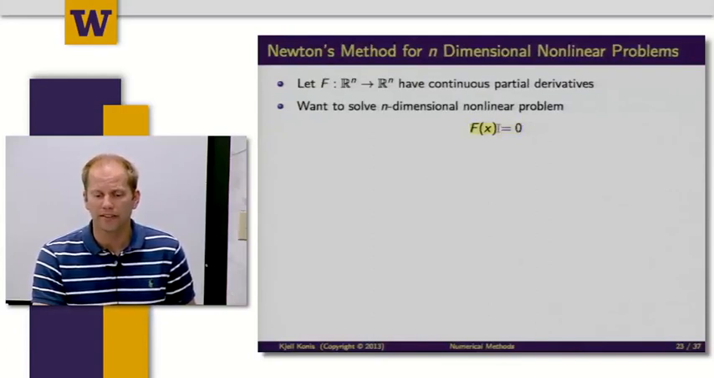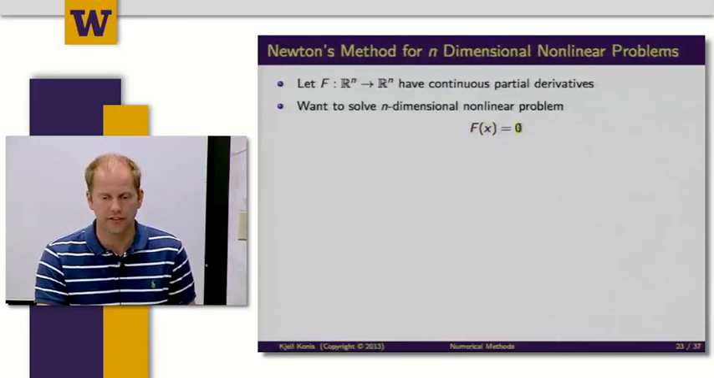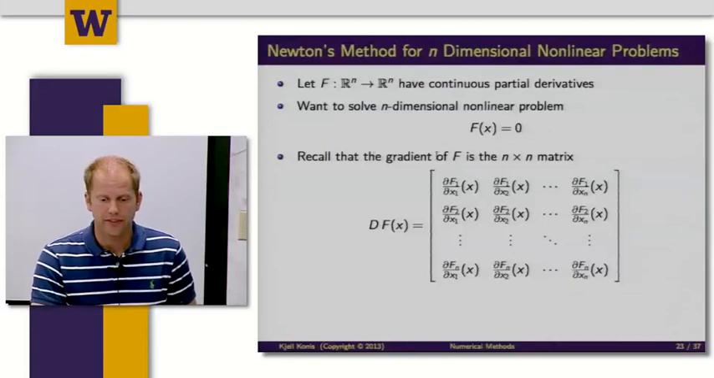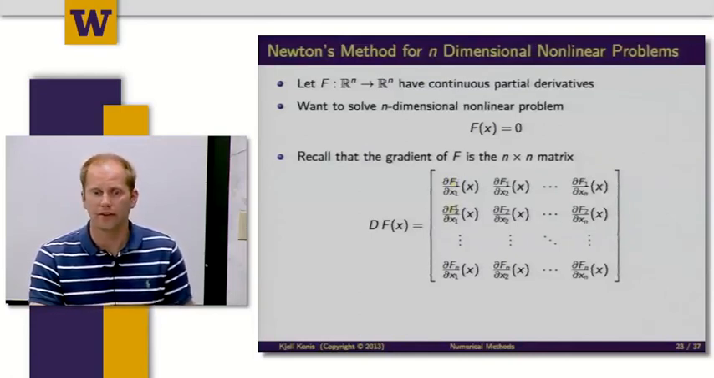But now, because f of x is a function that has n outputs, this 0 on the right-hand side is a vector of n zeros. So it's the 0 vector. And let's remember that the gradient of f is this n by n matrix. So in the first row, I just have the gradient for the first function, the first component of this function f, so I called that f1. Second row is the gradient for the second component, f2, and so on.